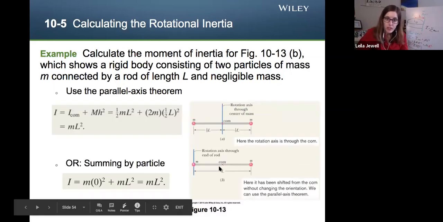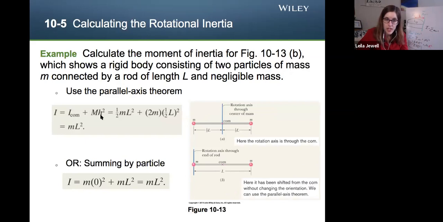If we use the parallel axis theorem, we're using I_com plus M h squared, and I_com, which was given to us, is 1/2 mL squared. And then the total mass here, we have to include both of them, is 2 times little m. So we plug in the 2m there for the total mass, and the amount that we are shifting is half the length of the rod. So I plug in a 1/2 L and I square that, so it becomes L squared over 4, but times 2m. So it's 1/2 mL squared plus 1/2 mL squared, that just comes out to mL squared.